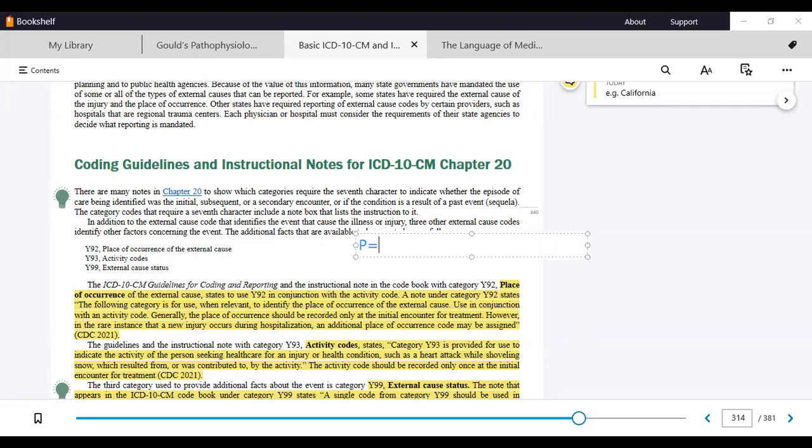A good acronym to remember that is as follows. P, place. A, activity. And S, status. Pay attention to the PAS, but only on the initial encounter, which is going to have the last character of A, as we've seen before.